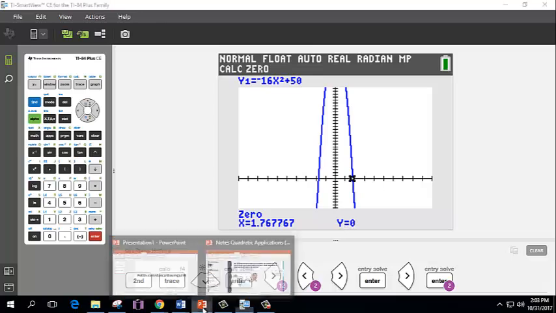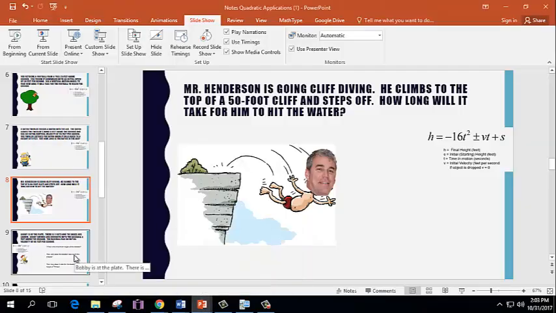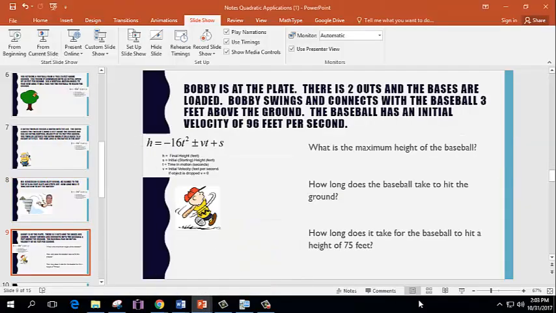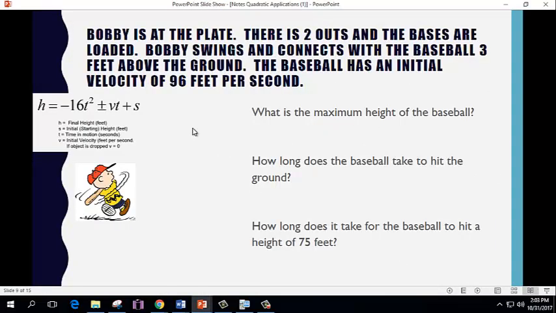Okay, and your next one, here we go. So we have Bobby is at the plate. So this is a baseball thing. There are 2 outs and the bases are loaded. So that's the scenario. That is really mostly just excess stuff.